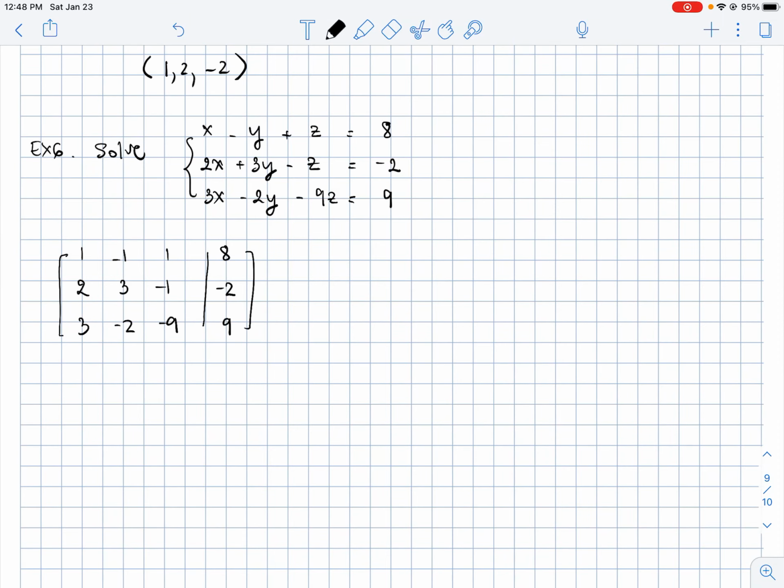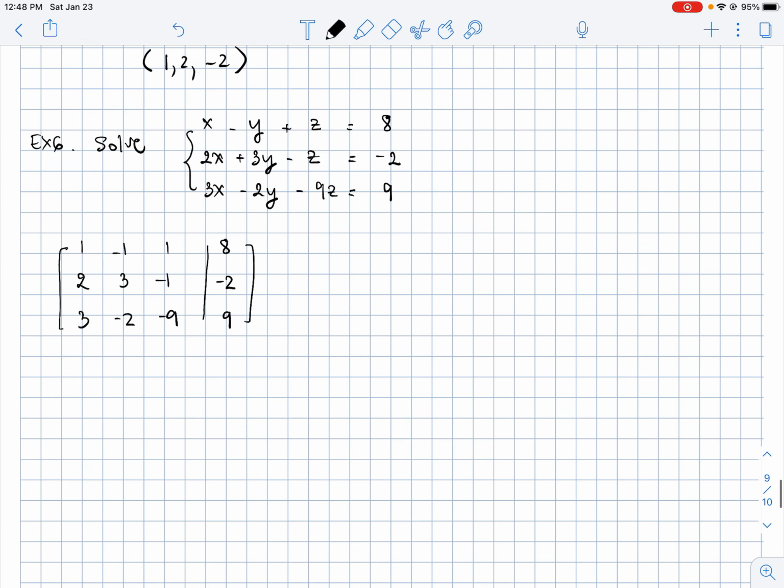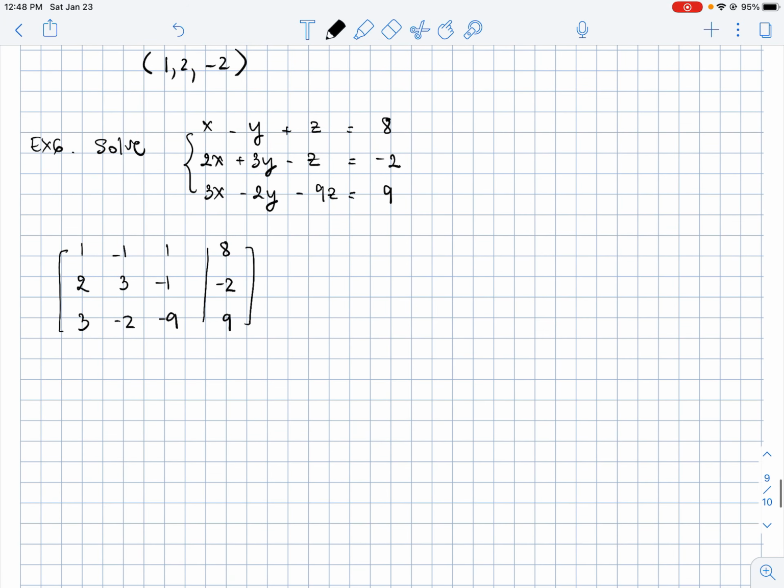Example number 6, we want to solve the system. I already put it in matrix form. Now we need a 1 at this location, but we already have 1. We want this location and this location to be 0.